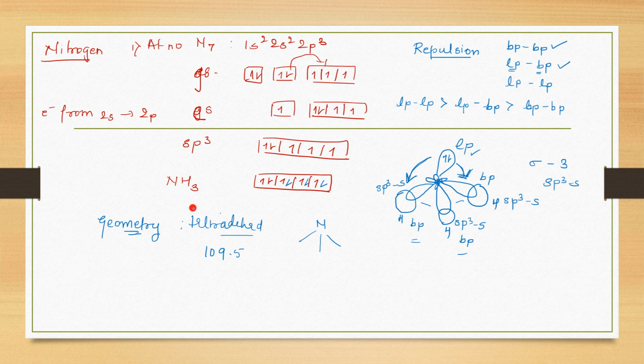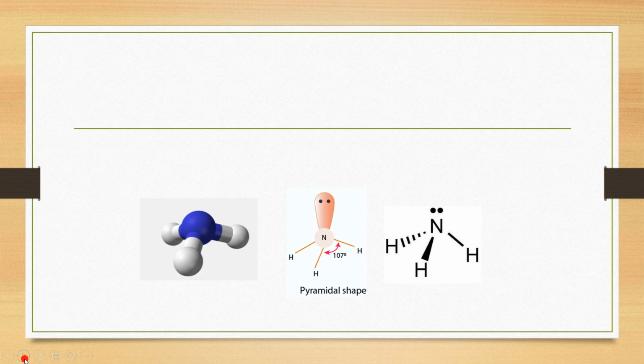So in ammonia, it is not tetrahedral and the bond angle is not 109. The bond angle changes from 109 to 107, and instead of calling it tetrahedral, we are going to call this a pyramidal structure. Trigonal pyramidal structure. So just look at this. This is how the ammonia molecule will look like. This is the pyramidal shape. And this is the lone pair which is there. It has pushed, so the bond angle has now reduced from 109 to 107. This is how your molecule will look like.